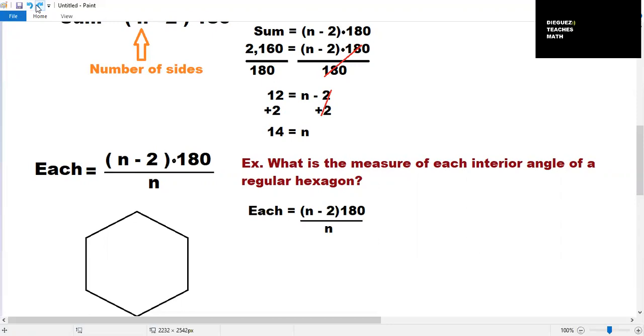So then that's my formula. I know that this is a hexagon, so 6 sides. 6 minus 2 is going to give me 4, times 180, over 6 sides, and that gives me 120 degrees. So what that means is that this is 120, this is 120, this is 120, 120, that measures 120 as well, and this measures 120 as well, okay?